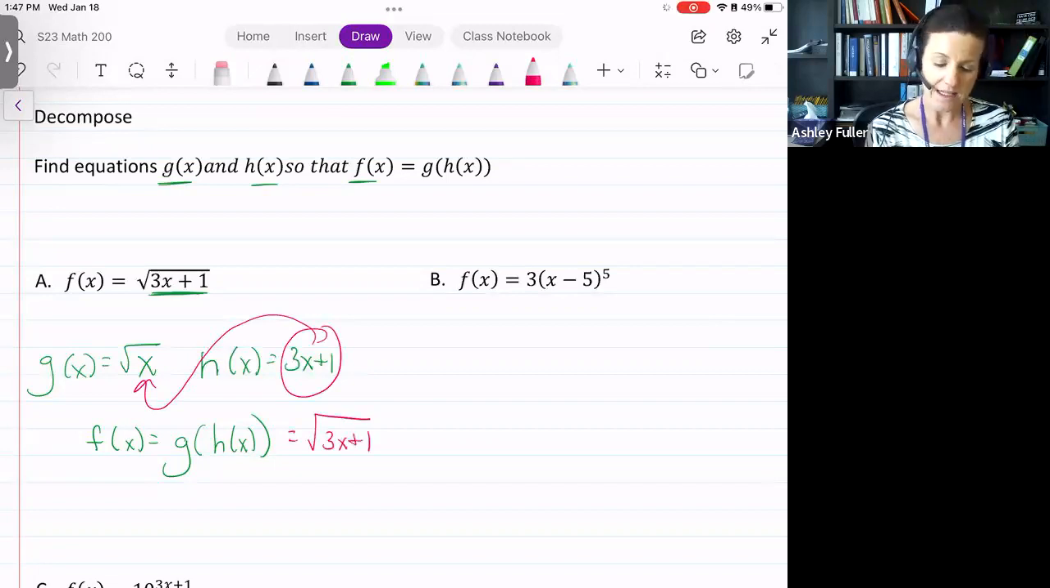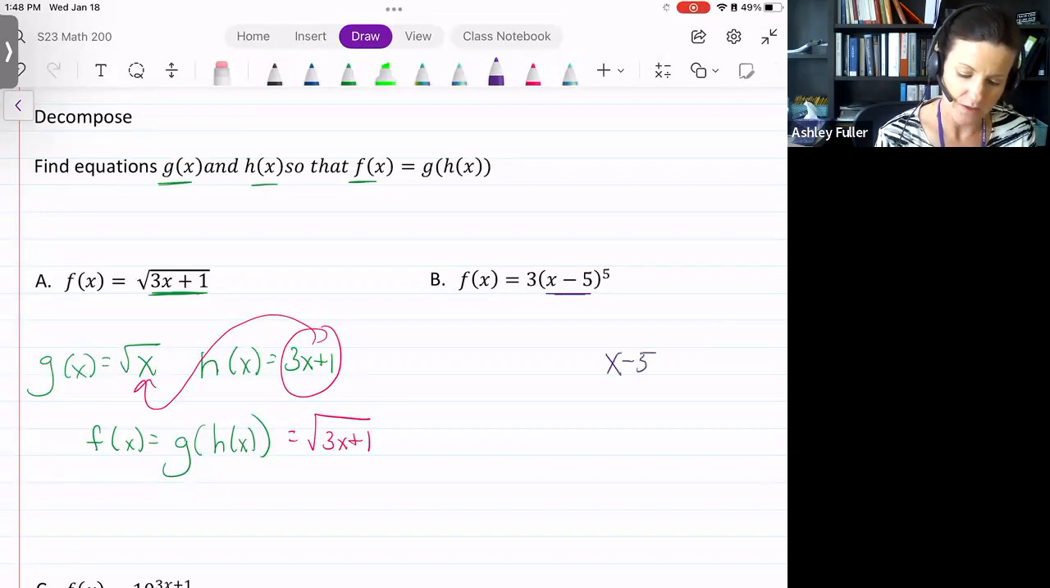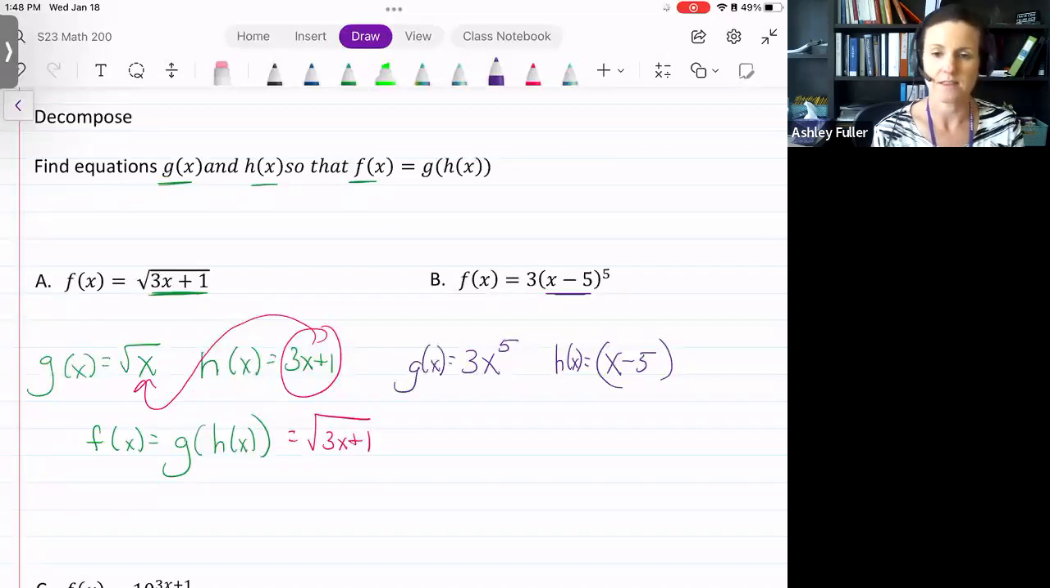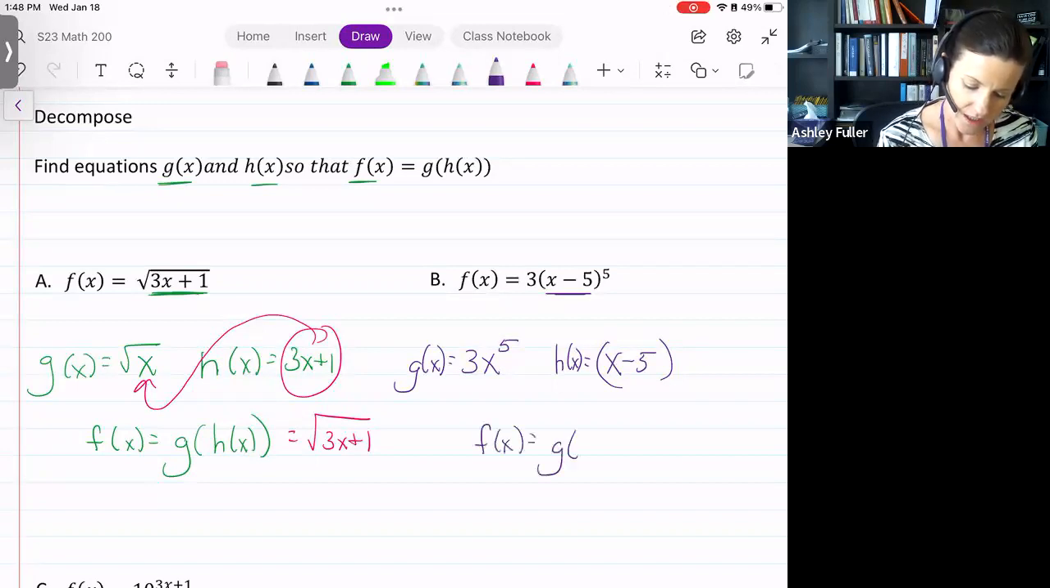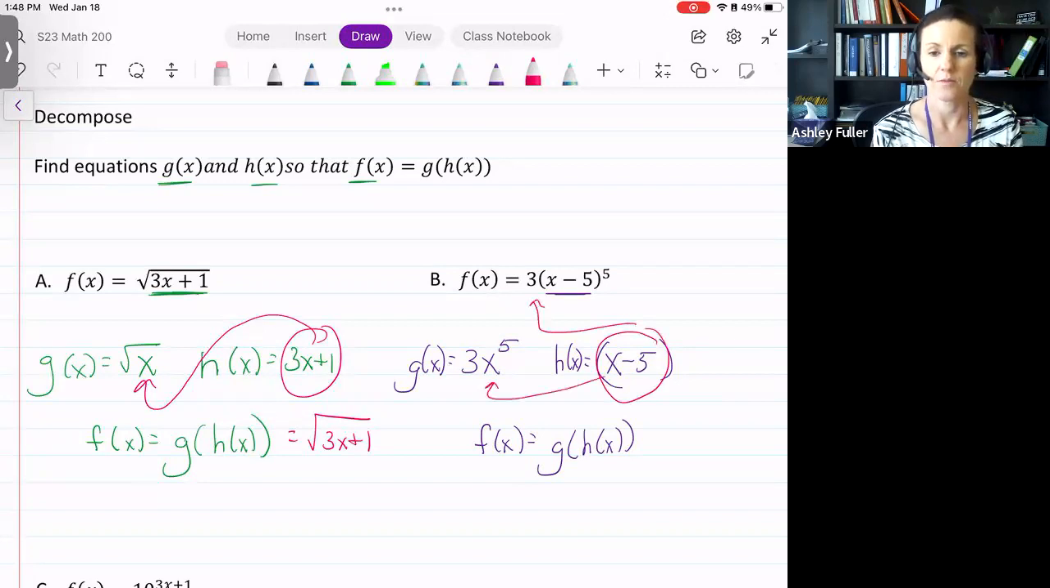As another example here, I notice that I have some function x minus 5, which is going to be one piece of my function. And then I'm taking that and I'm multiplying it by 3 and raising it to the 5th power. That inside portion, h of x, is the x minus 5, and the outer portion, g of x, is the 3x to the 5th. f of x then is g of h of x, because I am taking this, multiplying it by 3, and raising it to the 5th power.